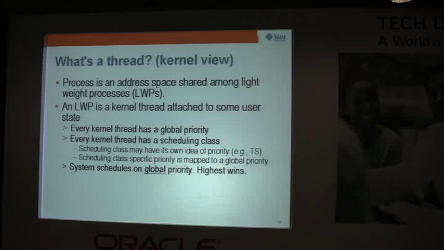So what's a thread? A thread is address space shared among lightweight processes. An LWP is a kernel thread. That's what the kernel sees from a thread. You see the data structure in the kernel that is connected to the data structure in user space. A thread has a global priority and we schedule everything on global priority. Highest priority always wins. We have optimizations so that we try to keep things on the same CPU, and you can put things in the same processor group. So we try to be smart about where we execute threads on the system.